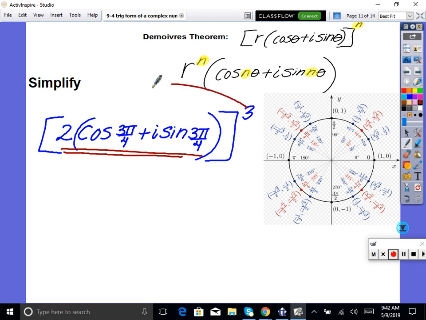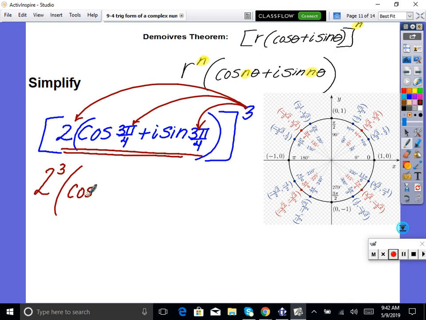We can take 3, put it here, so that's 2 to the 3rd. Then in our parentheses, you can take 3, multiply it to our theta, take 3, multiply it to our theta. So then we have the cosine of, instead, 9 pi fourths, and then we have plus i sine of 9 pi fourths. And now we can just calculate.